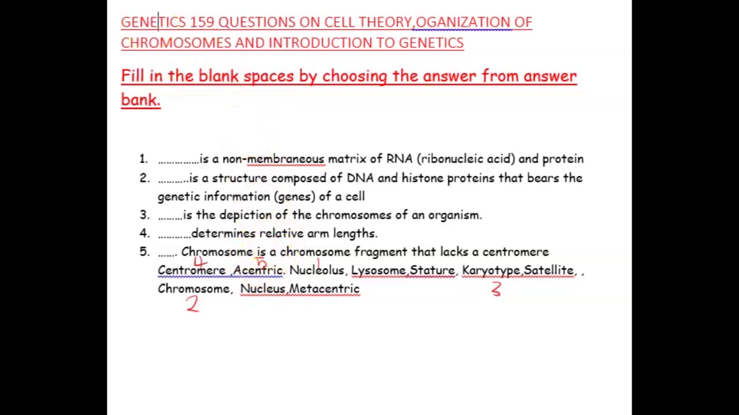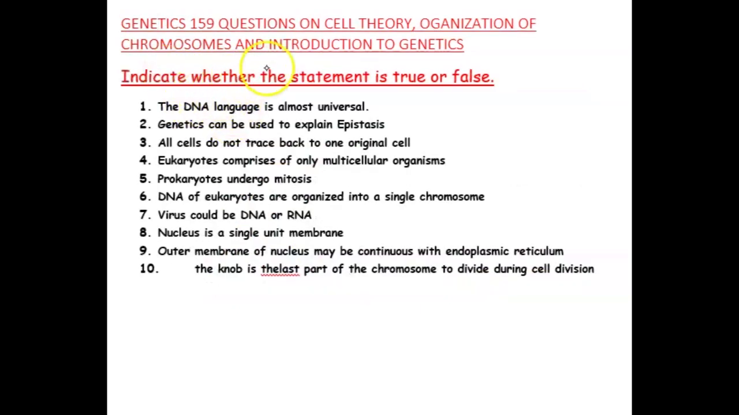Let's move to the next part, which is true or false. Indicate whether the statement is true or false. When it is true, you write T. When it is false, you write false. You can pause and answer them yourself. Number 1, the DNA language is almost universal, and this is a true statement. Genetics can be used to explain epistasis. True. All cells do not trace back to one original cell. This is false. All cells trace back to pre-existing cells.